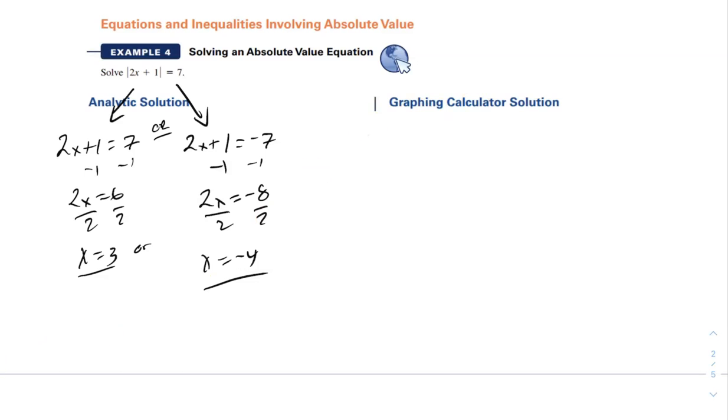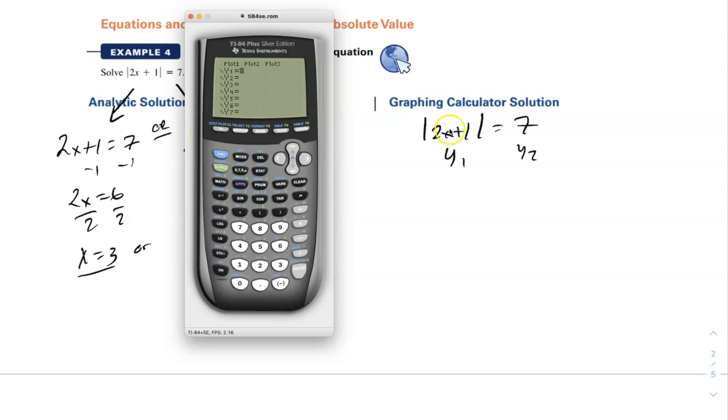If you want to solve this with a calculator, we solve by graphing it. I'm going to do y1 and y2. So we're going to solve with a calculator, so I'll bring out my calculator. Now, the way we do absolute value is you hit math and then go over to the number here, absolute value. If your calculator is updated, it actually looks like absolute value. If it doesn't, it says ABS. It's the exact same thing. 2x plus 1.